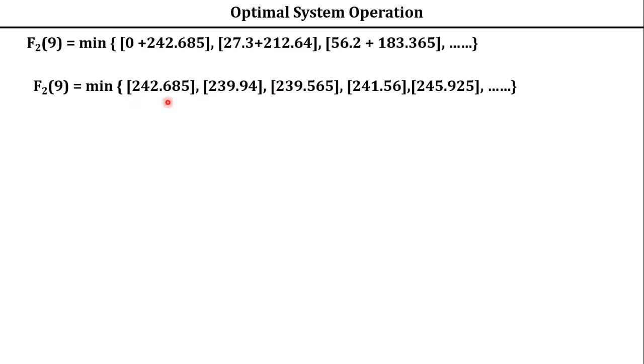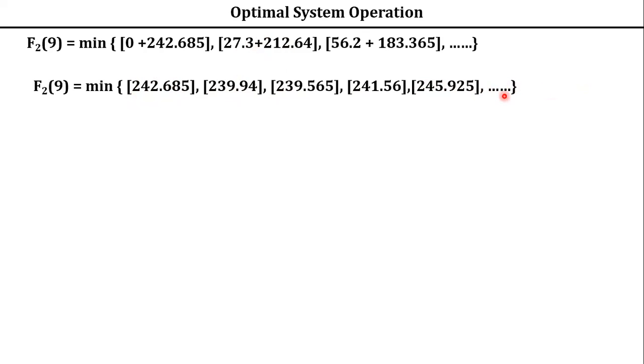See, the first combination value was 242.685. From where did we get this answer? The first one, when we are operating unit 1 alone. So that is this value. Then this is the second combination, we got this value. This is the third combination. This is the fourth combination. This is the fifth combination, etc. 6th, 7th, 8th, 9th, 10th. All combinations you have to calculate.